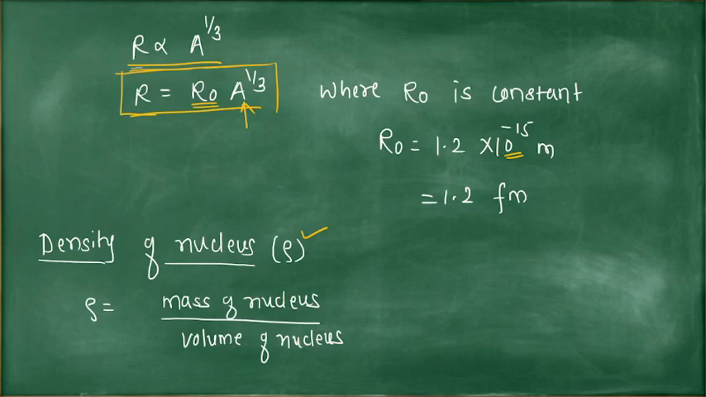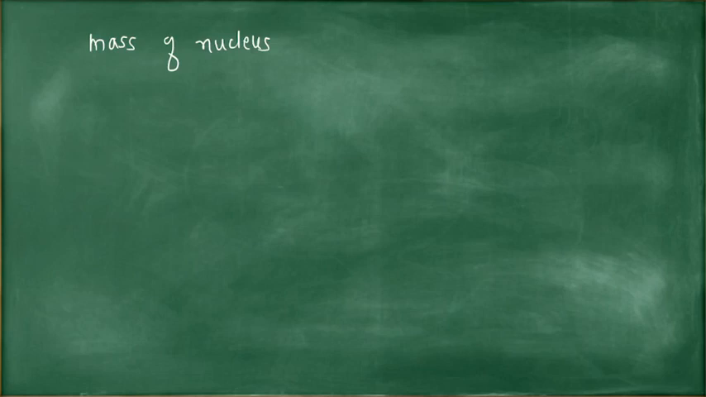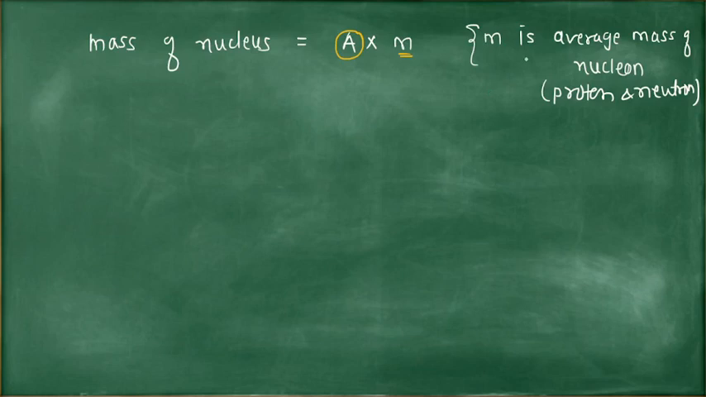So you know both the terms. What is mass of nucleus? Mass of nucleus is mass number into m. And what is m? A is the mass number, that is the number of nucleons, and m is the average mass of a nucleon. So multiplied by A, you will get the mass of that specific nucleus. So A into m.